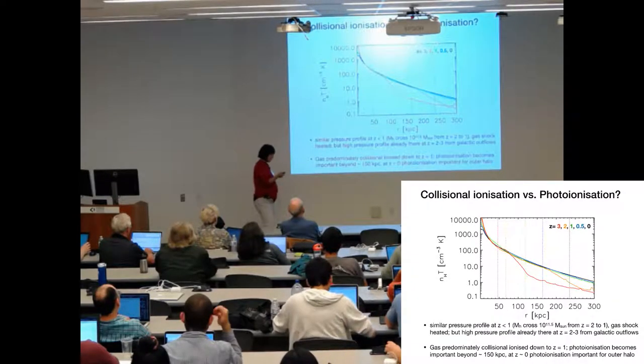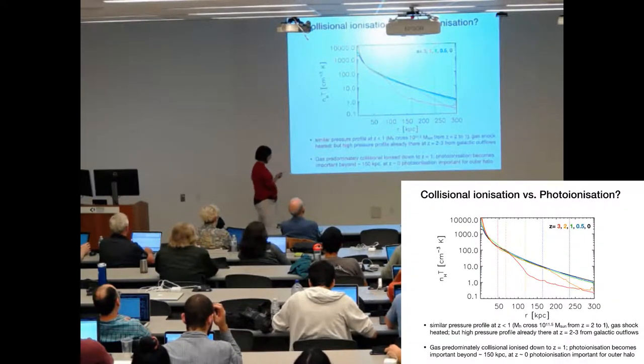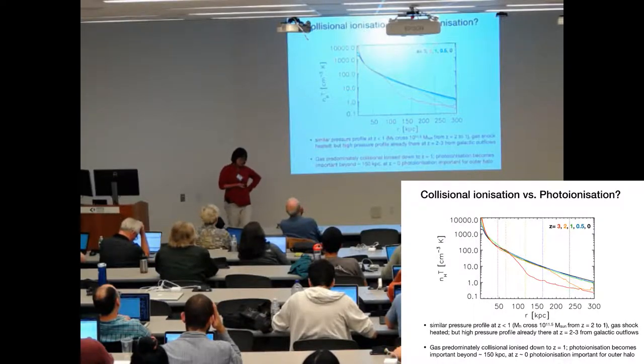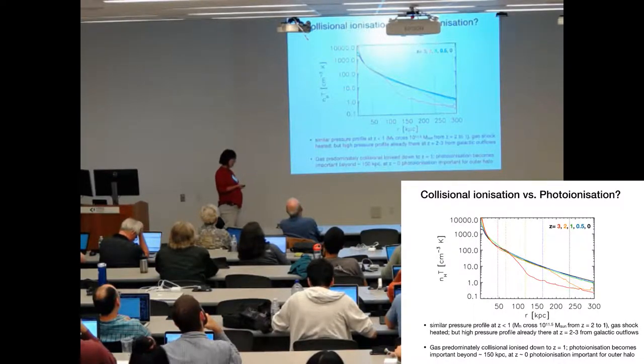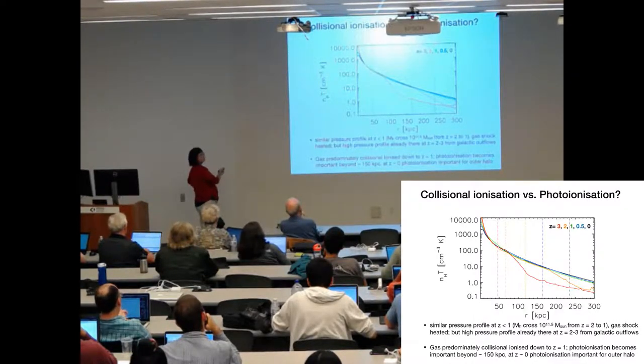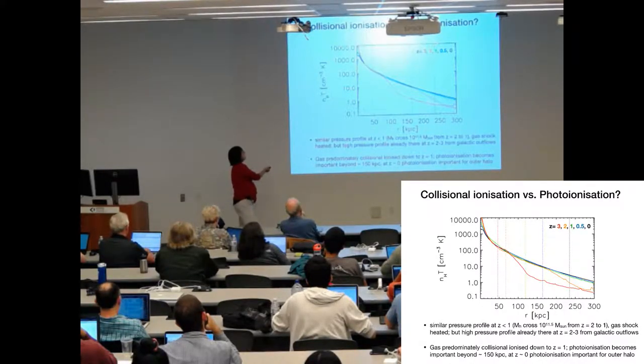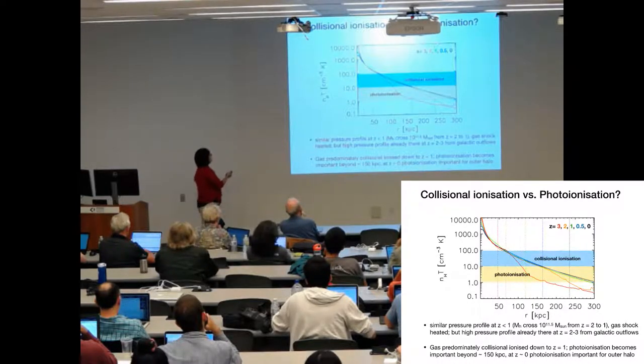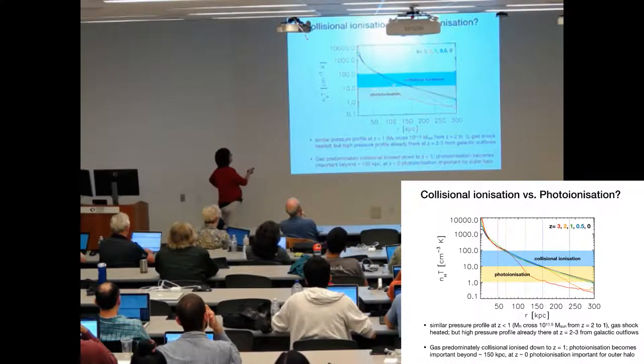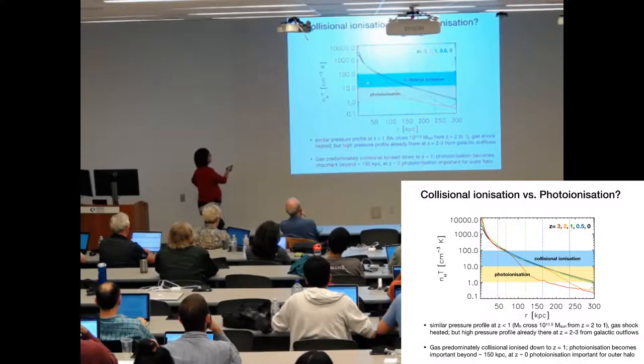So when we come back to this analytical picture of high pressure versus low pressure scenario, we can see whether the simulation is also telling the same story. I can plot the pressure as a function of distance. And again, this dotted line is the virial radius of the simulation. So this is the regime that the analytical model predicted: for photoionization, you have to be below this pressure, and this is collision ionization.